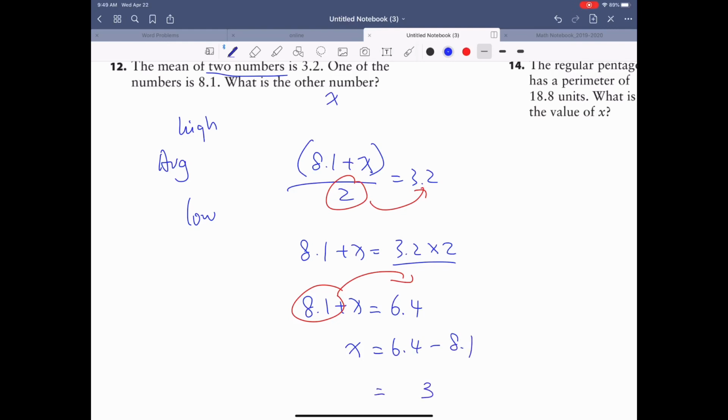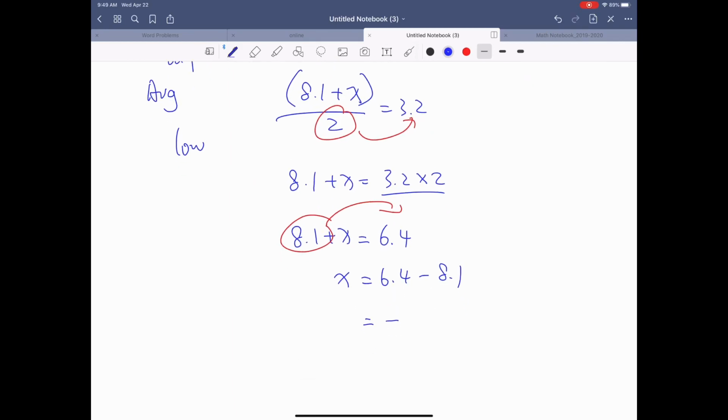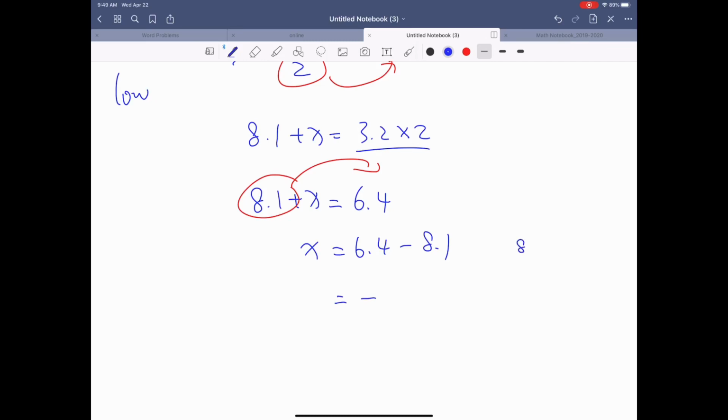And x equals to 6.4 minus 8.1. This is small minus big, so the final answer is negative, and the difference between them, 8.1 and 6.4, between them is 1.7. Okay, like that.